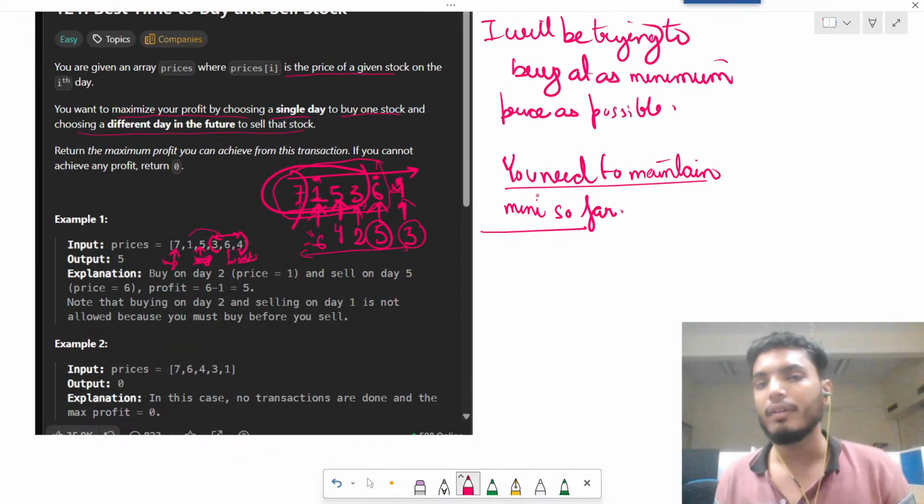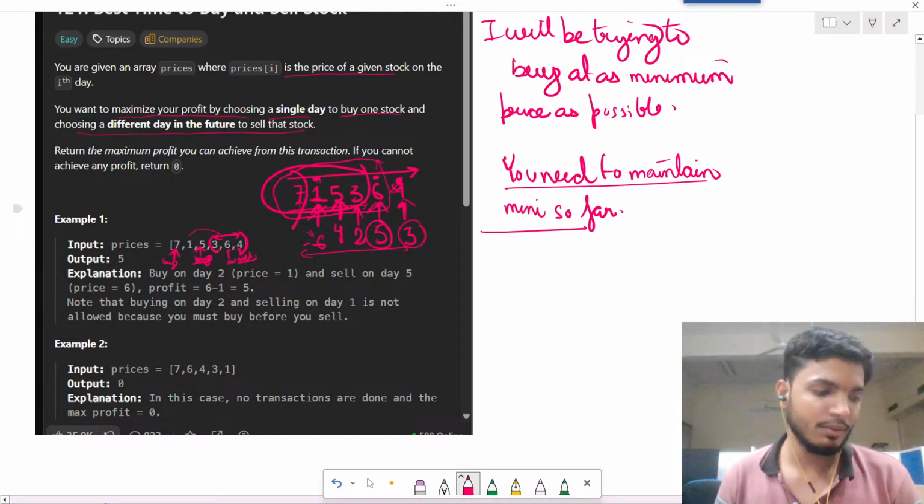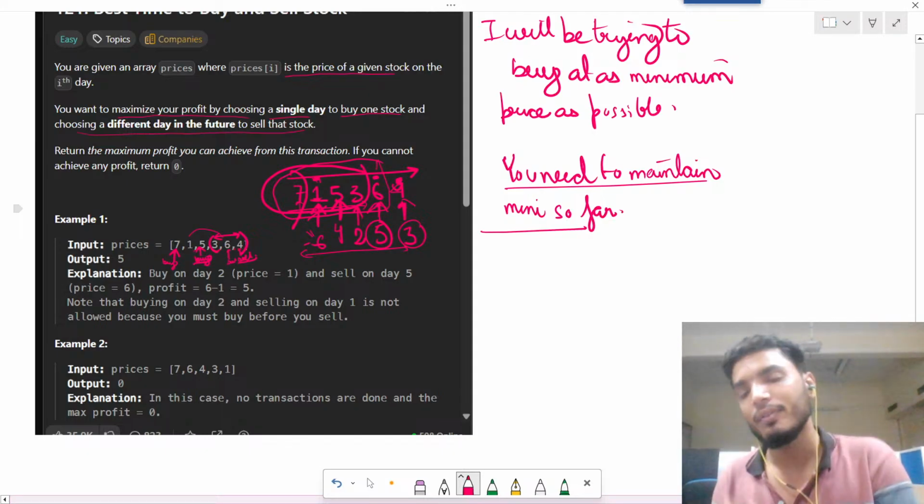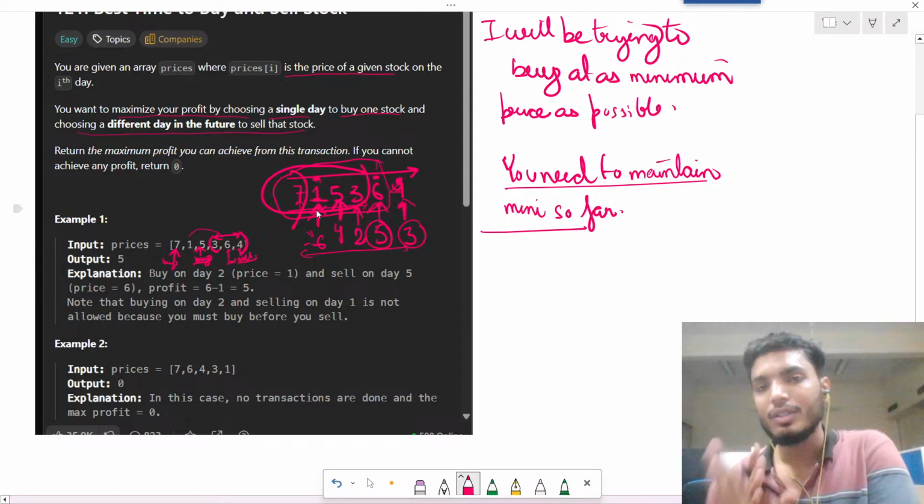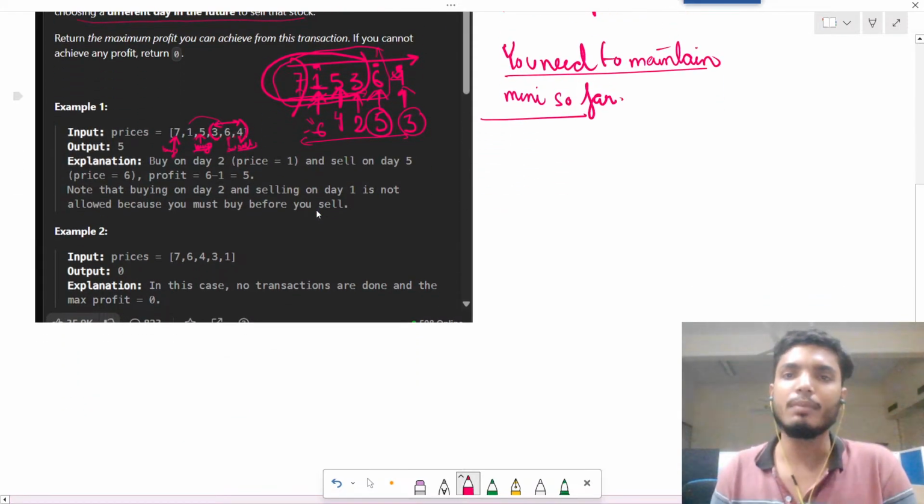The first day where I will be selling will be day 1. Okay, so I will be selling on day 1, and when I will be buying, I can buy from the previous days. So I will maintain a variable which will check the minimum so far: the minimum price at which I should have bought it.